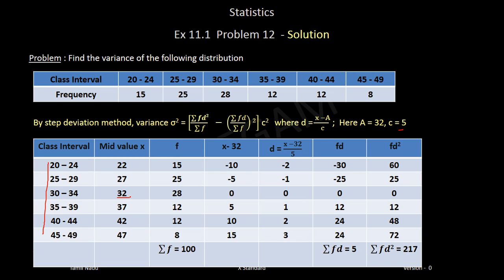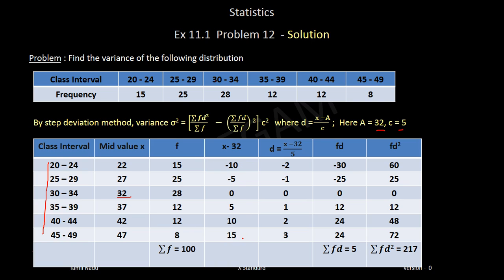Now what we'll do is find x minus A. So x minus A is x minus 32 because we are taking the assumed mean A as 32. Right, so 22 minus 32 is minus 10, 27 minus 32 is minus 5, 32 minus 32 is 0, 37 minus 32 is 5, and 42 minus 32 is 10, and 47 minus 32 is 15. As you can see, all these numbers are big numbers.